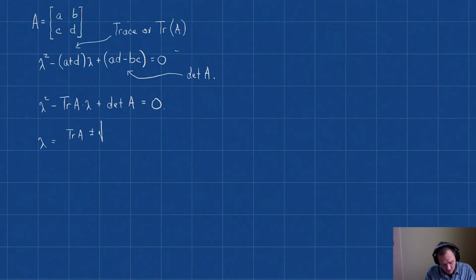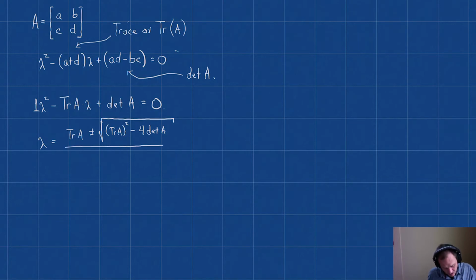the square root of b squared, so that's the trace of A squared, minus 4 times the a, which is just the 1 on the lambda squared, times c. Well, the c is the determinant of A. So the square root of all of that, divided by 2. And there you go. Now you've just found your 2 eigenvalues, a lambda 1 and a lambda 2. So that is the general solution.